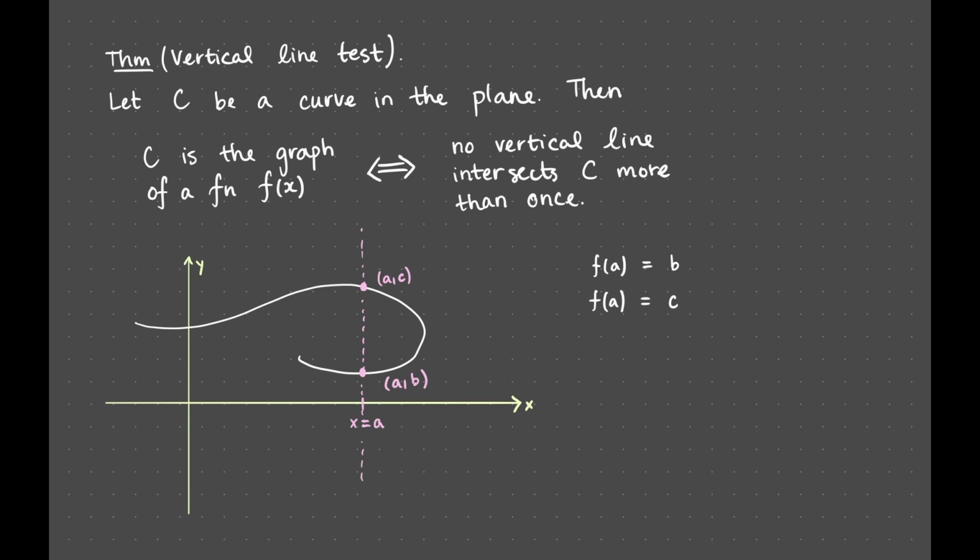In order for f to be well defined, we would therefore need that b equals c, that is, the two outputs of f at a should be the same. But b being equal to c contradicts our assumption that b and c describe distinct points of intersection.